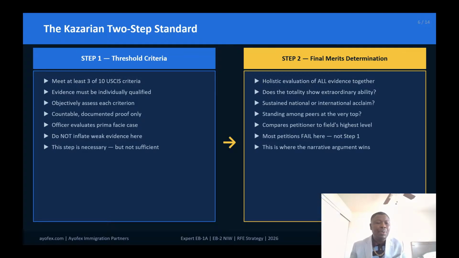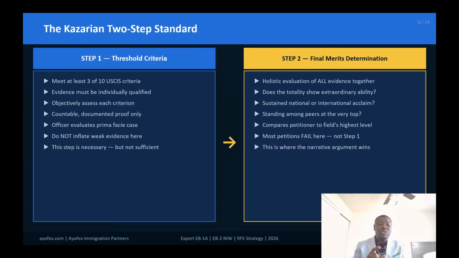Now, what happens at the second step? You see, EB-1 is like a football match where 2 teams are playing and they draw. Once they draw, then you go to extra time. The extra time is step 2, where the final merit determination is carried out. And what happens at this step? At this step, there is a holistic evaluation of all evidence together.